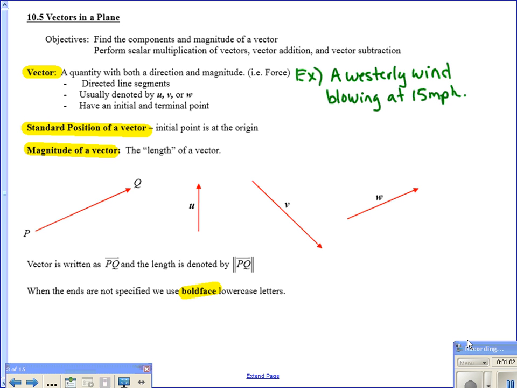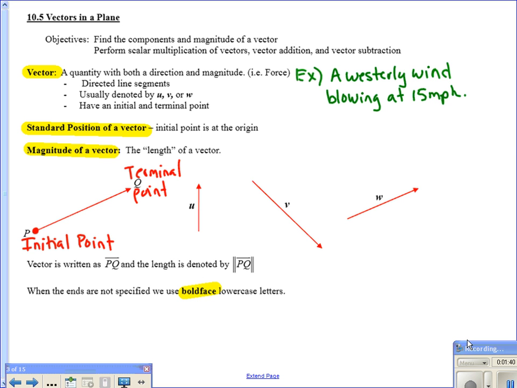The standard position of a vector is when the initial point is at the origin, and the magnitude of a vector is the length of the vector. And again, remember that it has a specific direction and a specific length. Usually there's a point on the end right here, and then of course this arrow would denote our terminal side. So this point here would be the initial point, or our starting point, and this would be the terminal point where the arrow is.